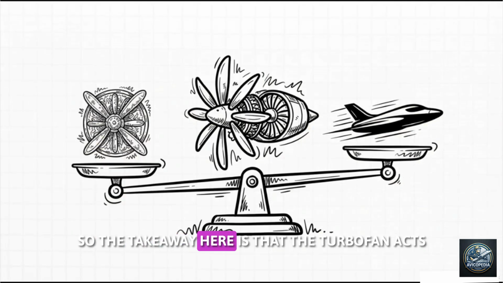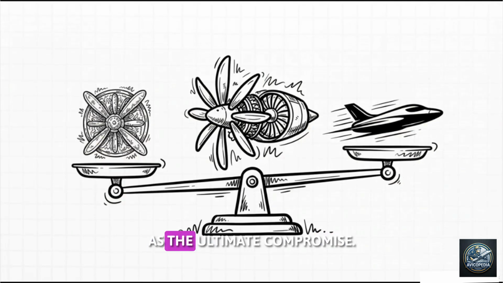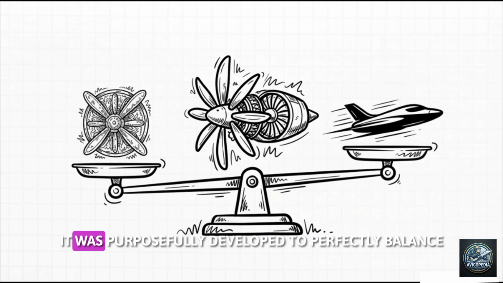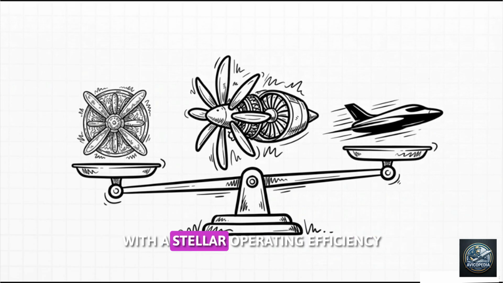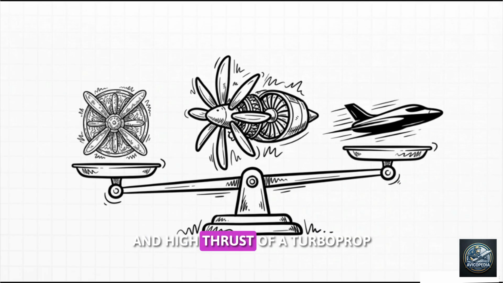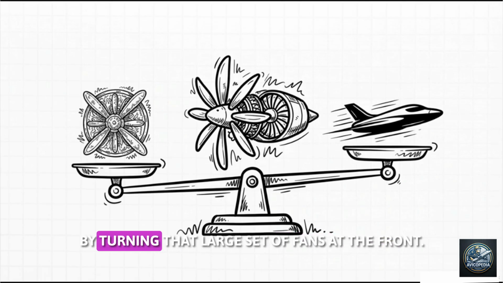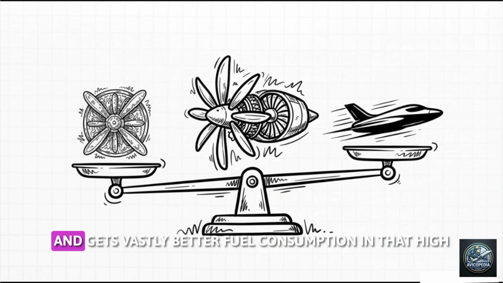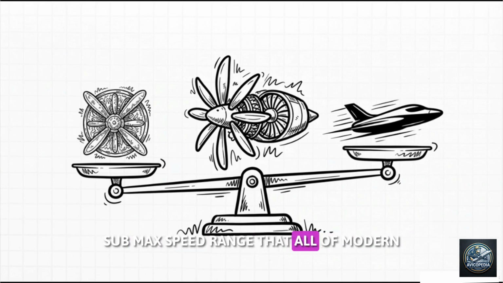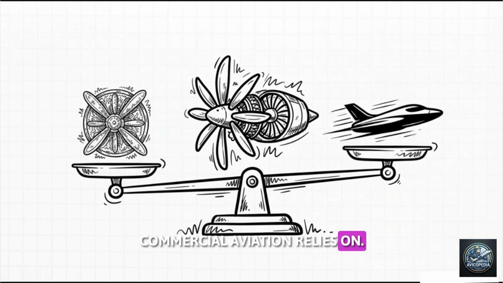So the takeaway here is that the turbofan acts as the ultimate compromise. It was purposefully developed to perfectly balance the high-speed, high-altitude capability of a turbojet with the stellar operating efficiency and high thrust of a turboprop. By turning that large set of fans at the front, the turbofan engine runs quieter and gets vastly better fuel consumption in that high sub-max speed range that all of modern commercial aviation relies on.